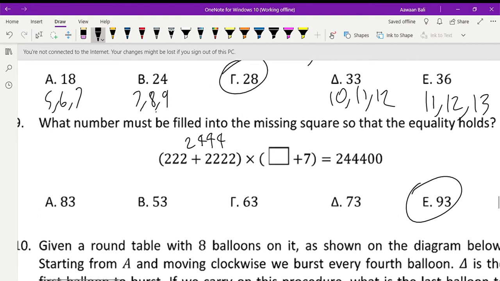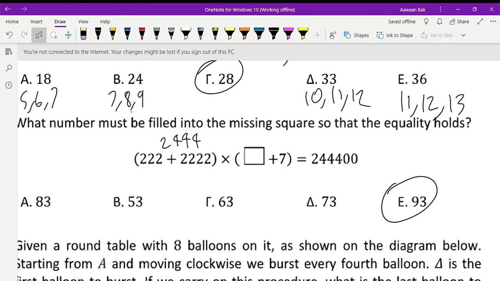Now basically, if you realize 2,444 times 100 is 244,400. We know this because when you're doing a product, the amount of zeros in both numbers are the amount of zeros that are going to be in the product.